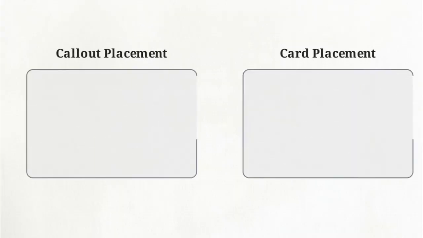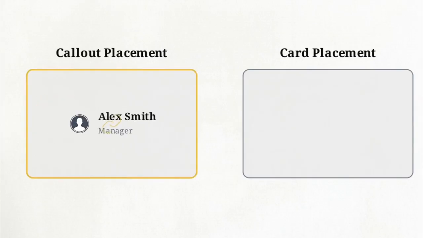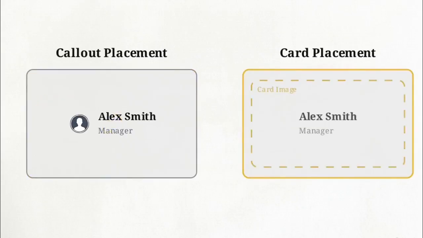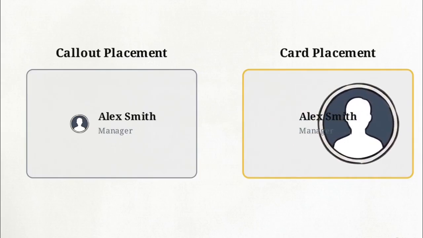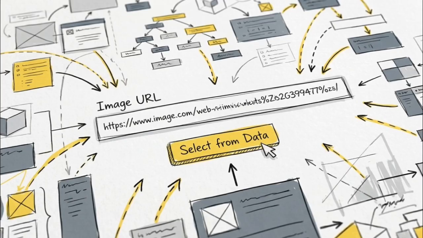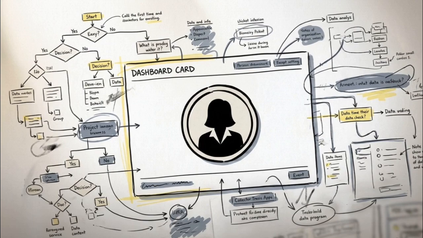Pay close attention to where you place the image. If you add it to the callout section, it locks to the text. We want to place it in the independent card section, so it remains a separate adjustable object. In this mockup, clicking Select from Data maps a dynamic URL string from your dataset directly to the card. Setting the image fit to fill creates a perfect profile picture.